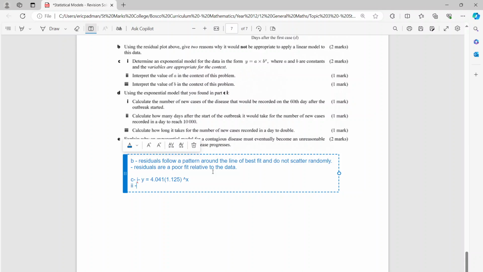C part 2. The A value is the approximate use cases on day 0. And 1.125 is the growth rate. So there'll be a 1. If you subtract 1 and times it by 100, you have a 12.5% increase per day.